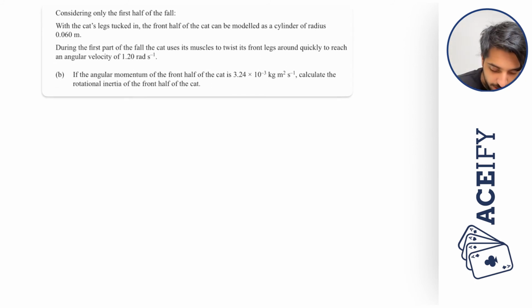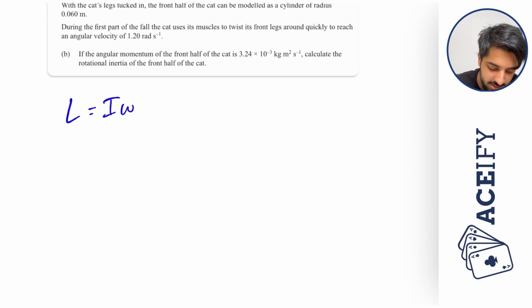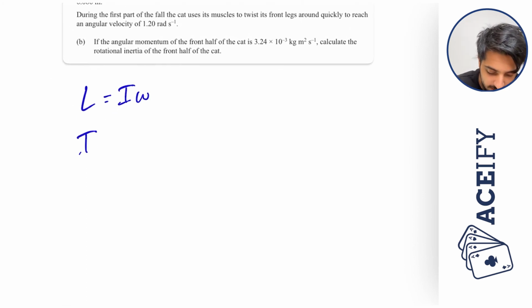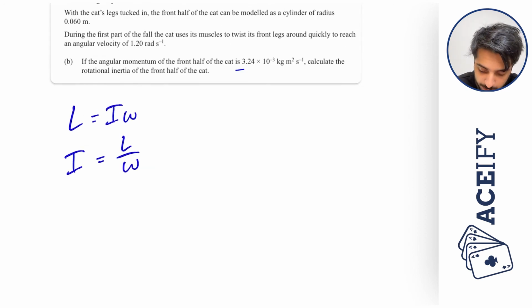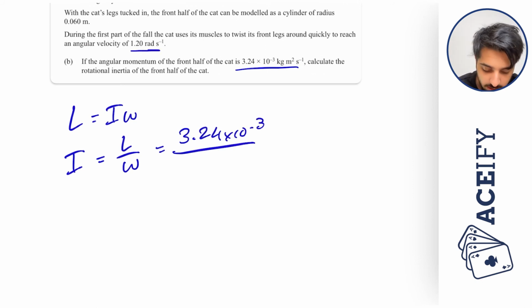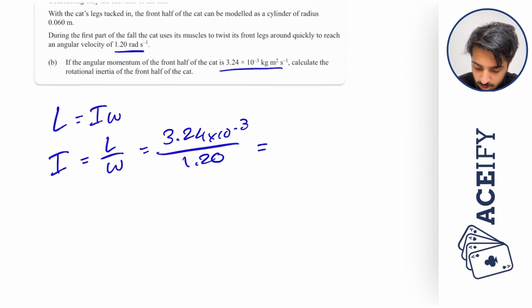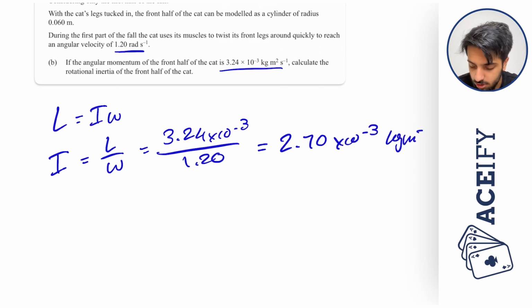So we know our angular momentum is equal to I omega, and therefore we can simply rearrange this: I is equal to L over omega. We are given our angular momentum up here, 3.24 times 10 to the negative 3, and we are also given our angular velocity, 1.2. And this gives us a rotational inertia of 2.7 times 10 to the negative 3 kg meters squared.